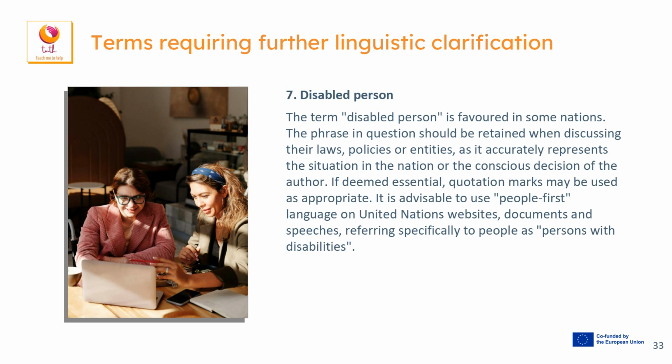7. Disabled person. The term disabled person is favored in some nations. The phrase in question should be retained when discussing their laws, policies, or entities, as it accurately represents the situation in the nation or the conscious decision of the author. If deemed essential, quotation marks may be used as appropriate. It is advisable to use people first language on United Nations websites, documents, and speeches referring specifically to people as persons with disabilities.